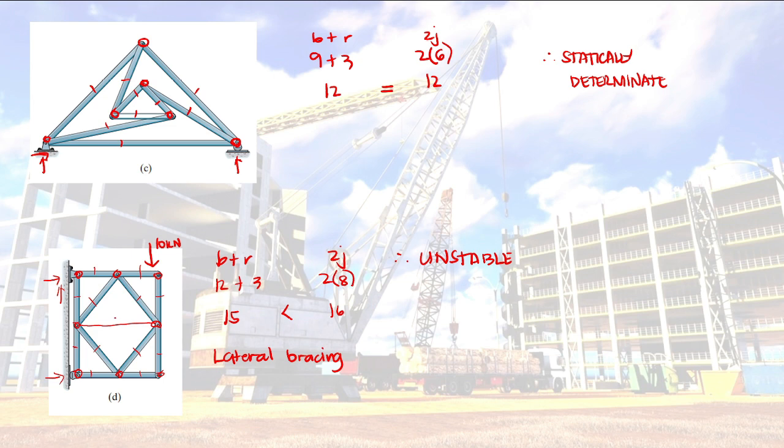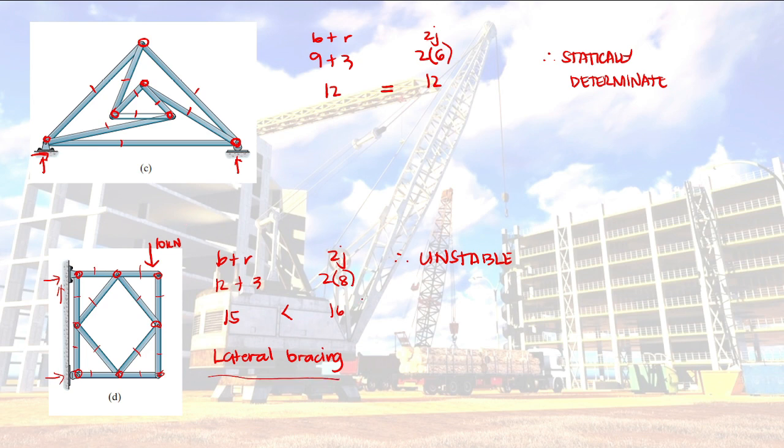Now, say, in our example, we don't have this. Then you have your 10 kilonewton. Most probably, our structure here will twist or it will actually go down. So, it will become unstable. So, by just inspection, we can already assume the unstable trusses because it doesn't have lateral bracing.